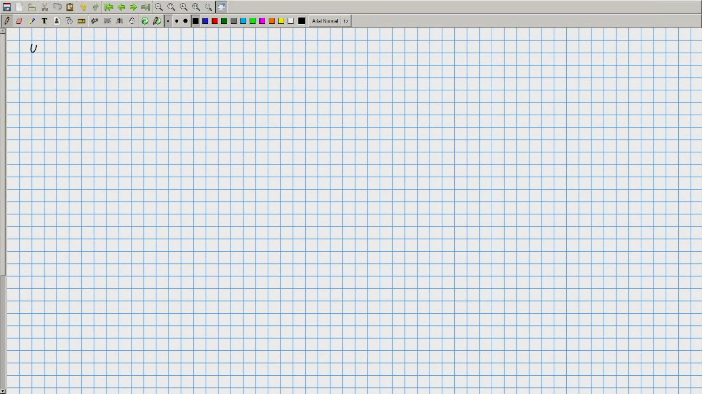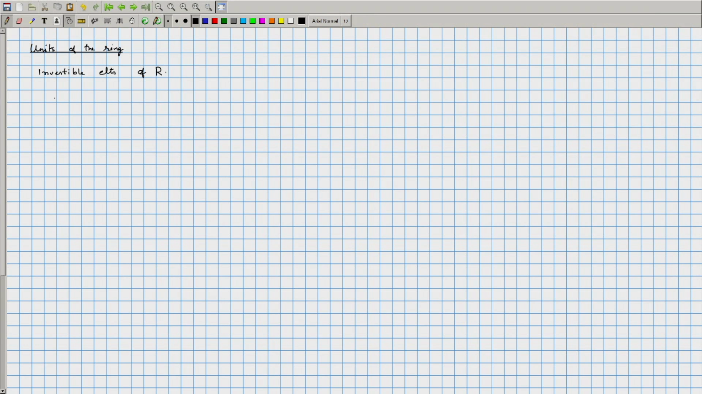So, we will first define what are called the units of the ring. Since we have a multiplication operation and we have a multiplicative identity, we could consider all the elements that are invertible. Okay. So, units are nothing but invertible elements of the ring. For example, the first question that we should ask is, if an element is invertible, is the inverse unique?